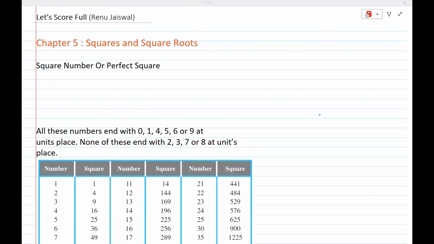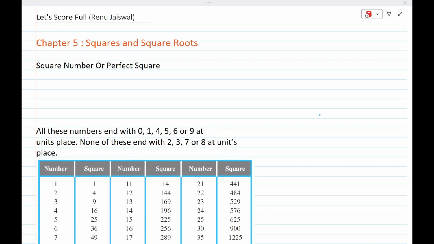Today we are looking at chapter 5, Square and Square Roots. This is such a fundamental chapter that whenever you do calculations or any kind of word problem, most of the time you are going to use this concept. So study and learn it thoroughly. Let's get started. First concept here: square number or perfect square.